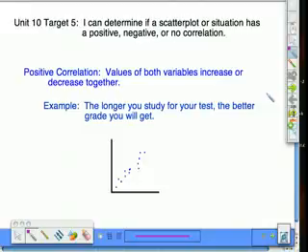Unit 10, Target 5. I can determine if a scatter plot or situation has a positive, negative, or no correlation. When I talk about correlation, I'm just talking about how the points are related.